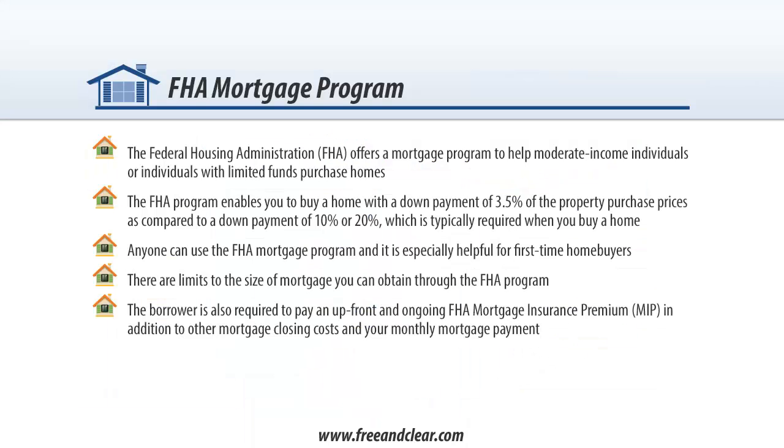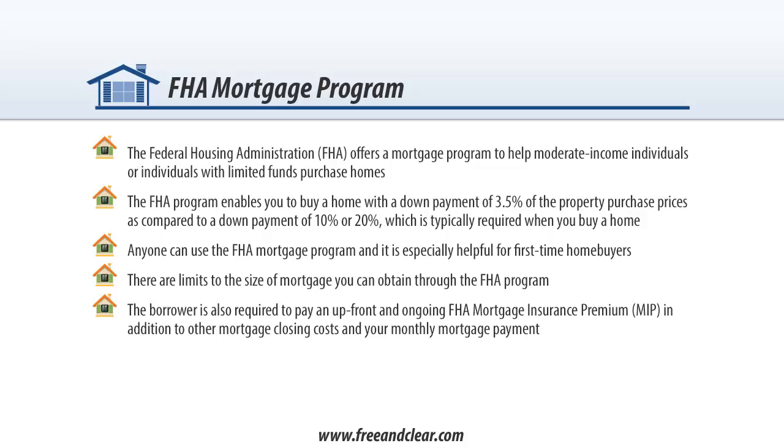The Federal Housing Administration, also known as the FHA, offers the FHA mortgage program to help individuals with moderate incomes or limited funds purchase homes. The FHA mortgage program enables you to purchase a property by making a down payment of as little as 3.5% of the purchase price of the property, as opposed to a down payment of 10 or 20% typically required when you buy a home.